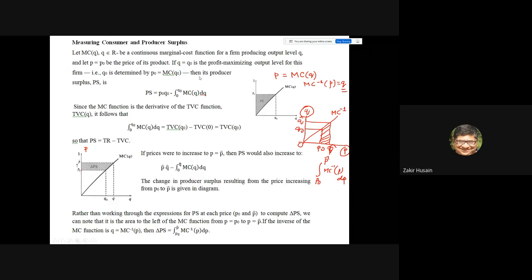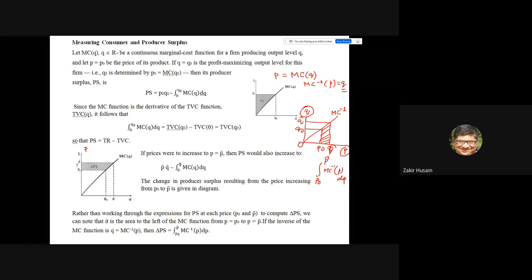So what I'm saying is that we can measure the change in producer surplus in two ways. We can find out the initial producer surplus. So we find out total revenue, we subtract the variable cost. Then we find out the new producer surplus. So we again find out total revenue, again subtract variable cost, and then we take the difference. So we take the second difference of the two differences.